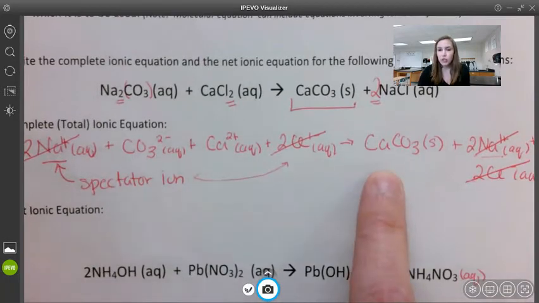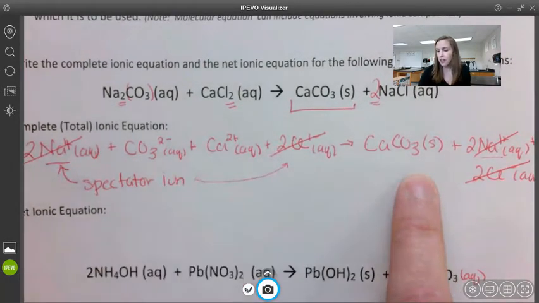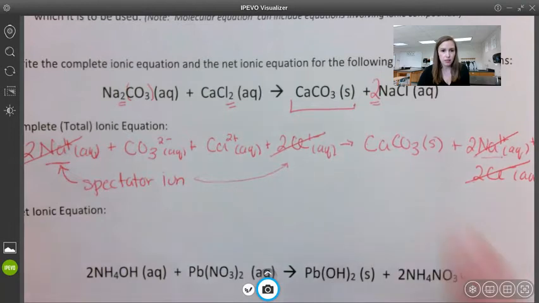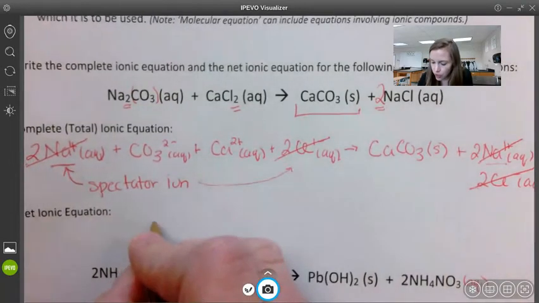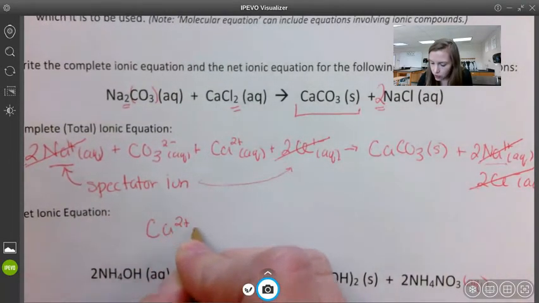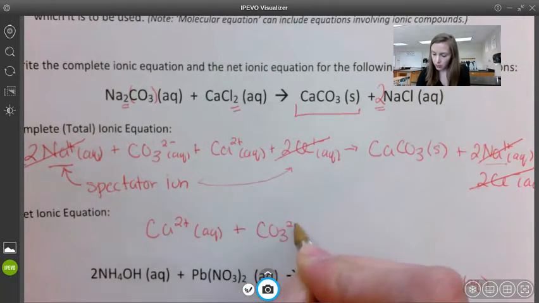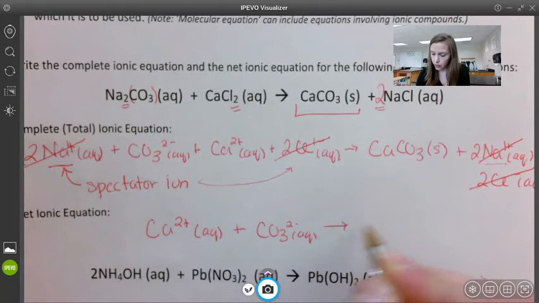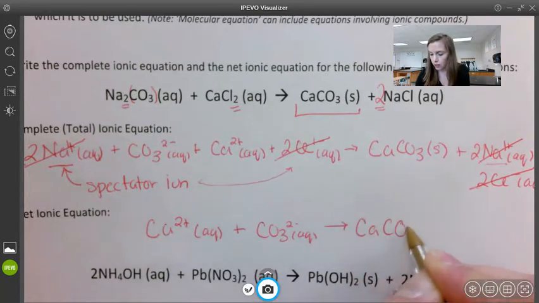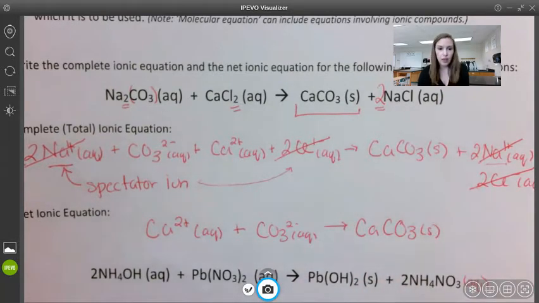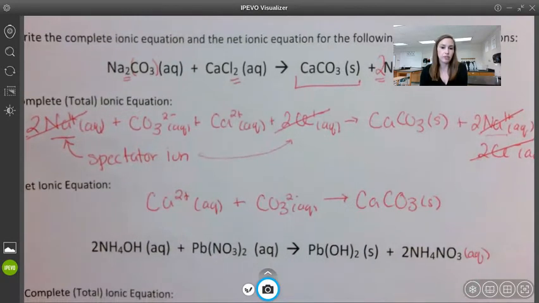It is always going to involve the ions that form that precipitate. Okay, so over here, and I usually always like to write the positive one first, I have my calcium ion plus my carbonate ion is going to make the calcium carbonate solid. Okay, that is my net ionic equation.